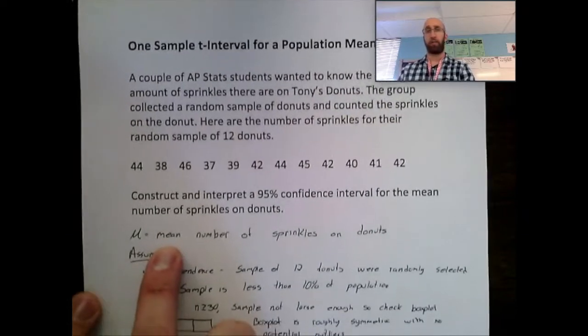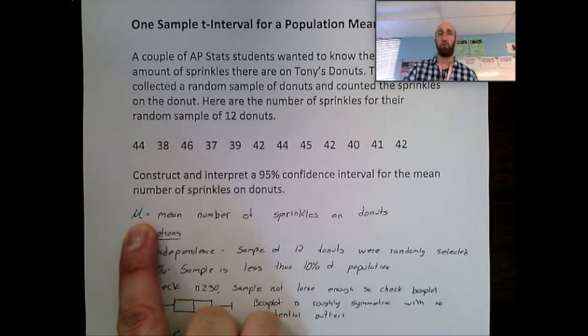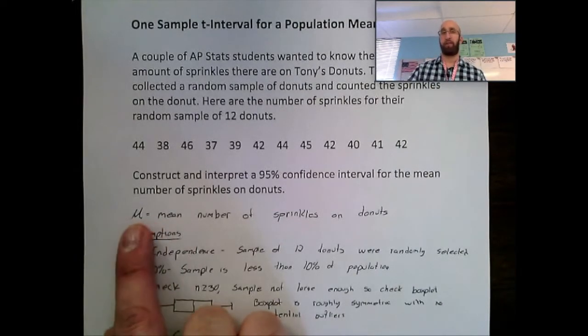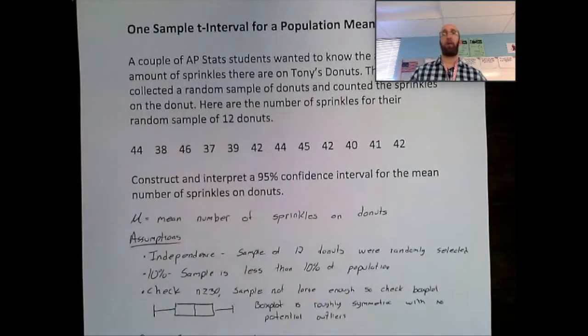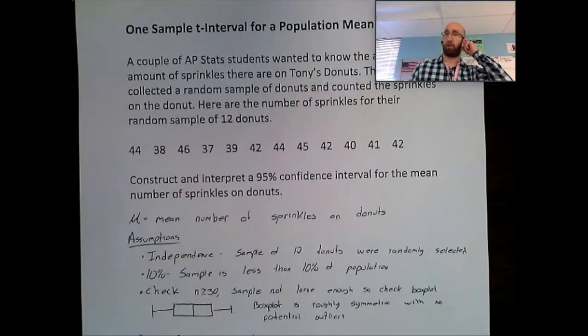Since we are dealing with means, I started with mu as my parameter. Mu is the mean number of sprinkles on donuts. The purpose here is just defining the thing that we're trying to estimate, the variable in the context of the problem. So we're trying to estimate mu, which is the mean number of sprinkles on donuts.